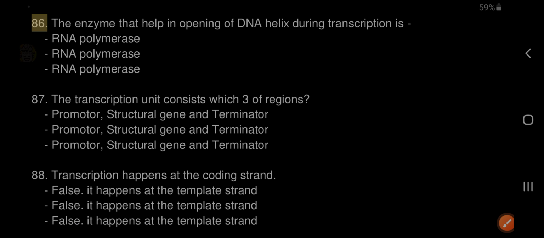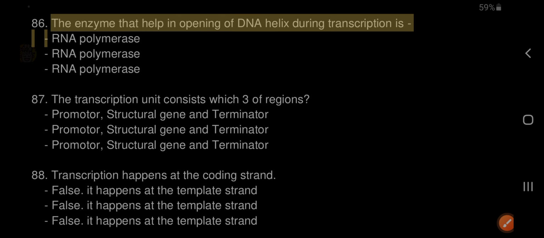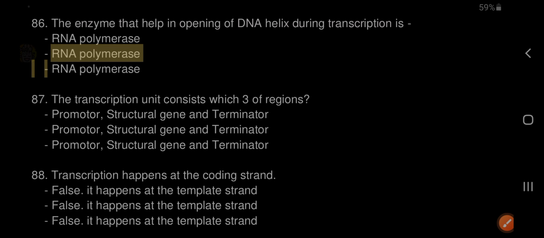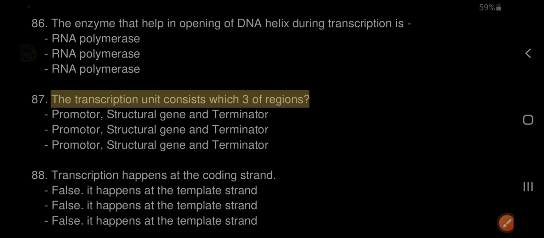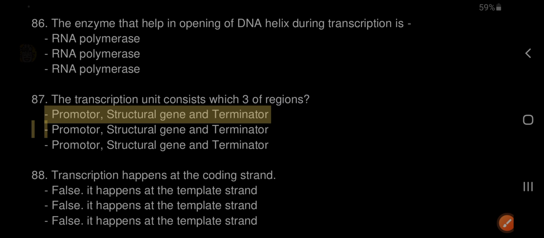86. The enzyme that helps in opening of the DNA helix during transcription is RNA polymerase. 87. The transcription unit consists of which three regions? Promoter, structural gene and terminator.